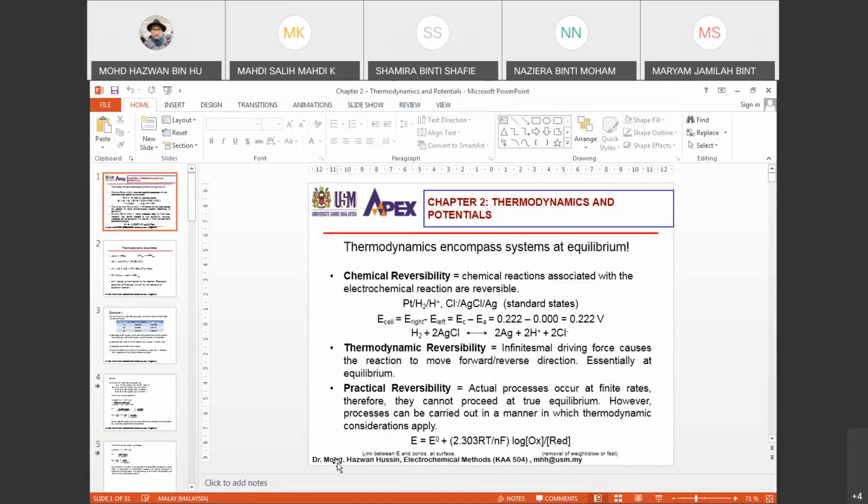Probably for chapter 2, I'm not going to go into detail, just have a chat with you guys about what the input or the aim for this chapter will be. For chapter 2, we will go on to thermodynamics and potential. So when I talk about thermodynamics, can someone tell me what it's all about? What can you think of when I say thermodynamics?